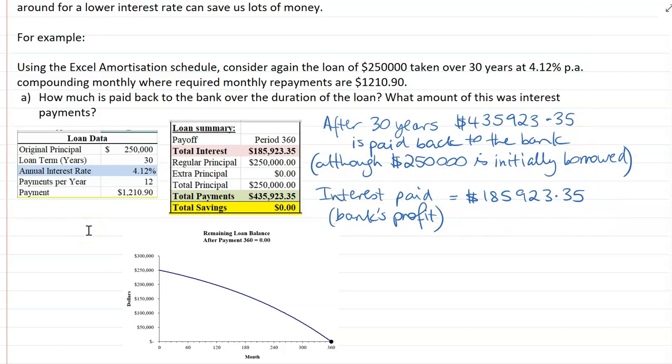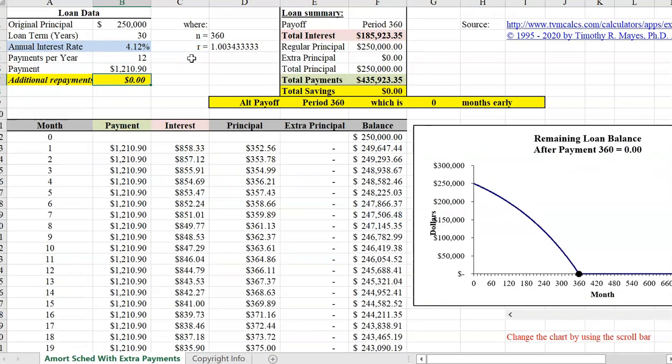I've also popped in a copy of the graph showing you the balance of the loan over time, because I'd like to see the differences that extra repayments, lump sum repayments, or a different interest rate have on the shape of that graph for parts B, C, and D. Okay, part B would like us to see what happens when we make additional repayments of $50 a month.